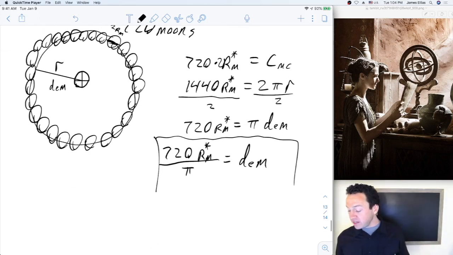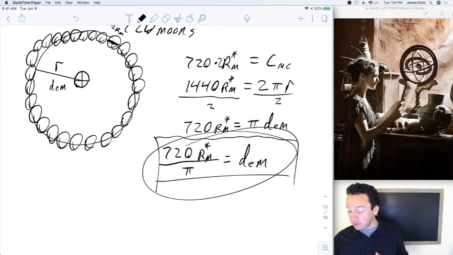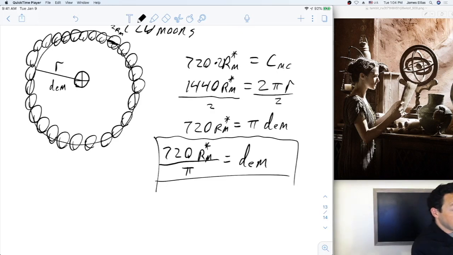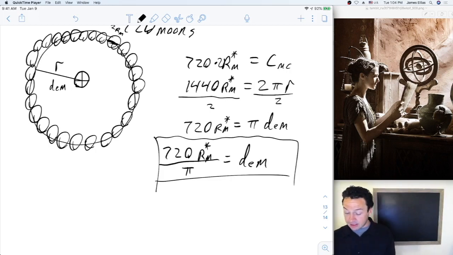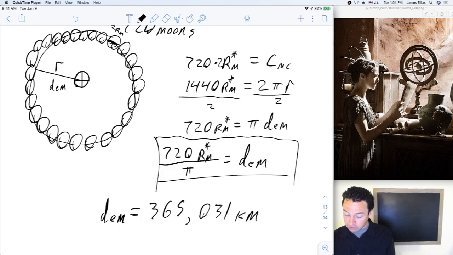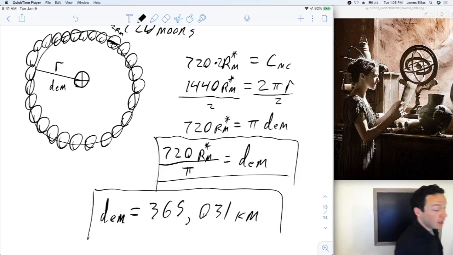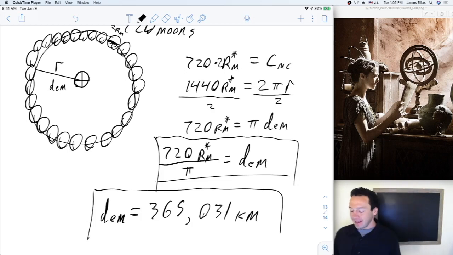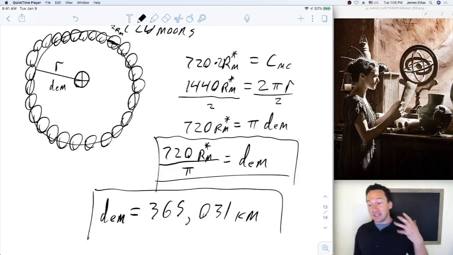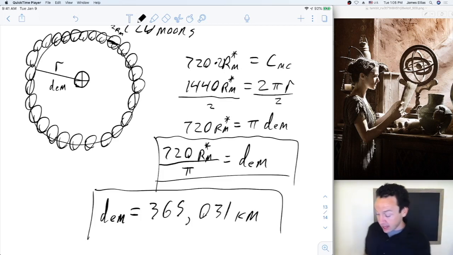Okay, so what does this number end up coming out to? What does this number end up coming out to exactly? Okay, if we were to get a calculator out, then we would see that DEM, the distance between the Earth and the moon, is 365,000 kilometers away. 365,000 kilometers away. That's the distance to the moon. Okay? And what we'll see is that these distances end up helping Copernicus with his theories, but that'll have to wait till the next lecture.